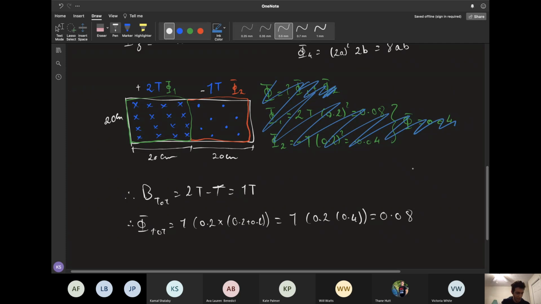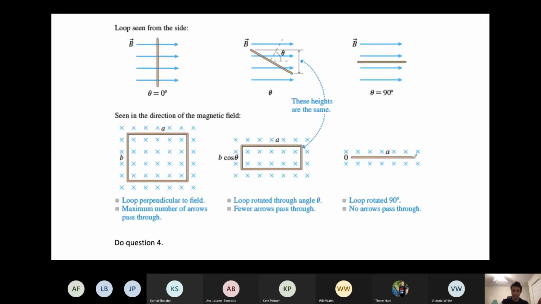Okay, is that part okay? Please raise your hand if that part is okay. Okay. So just to say once more, to find the flux you add all the magnetic field and then multiply by the area. You don't add flux, you add the magnetic field. Okay.